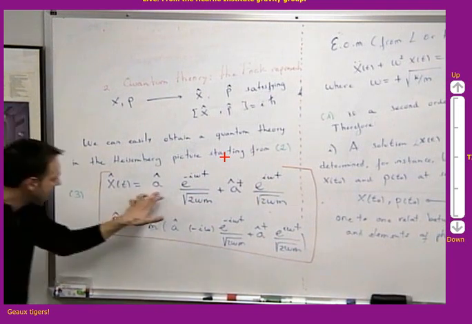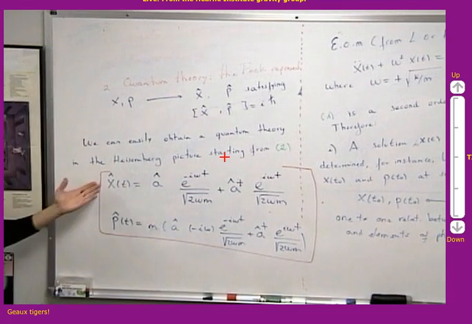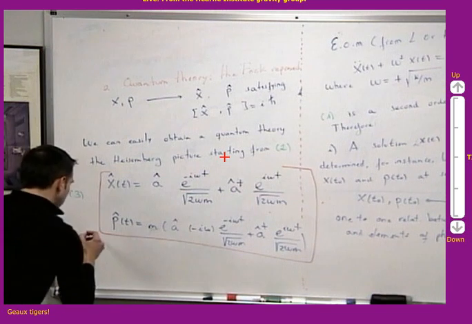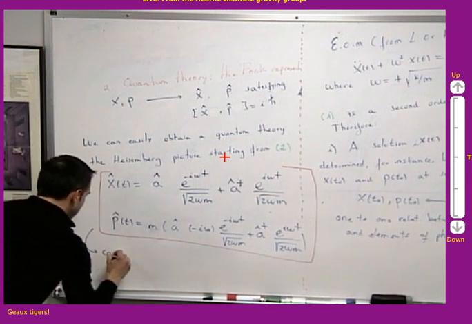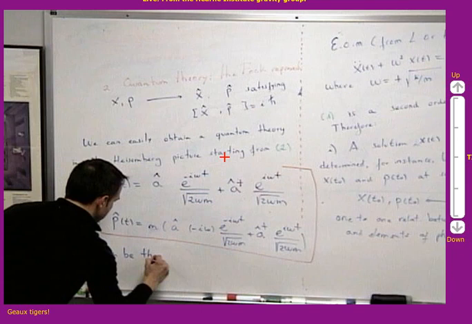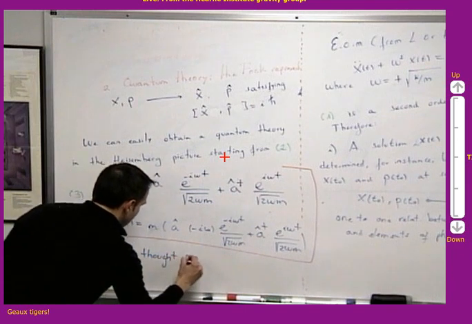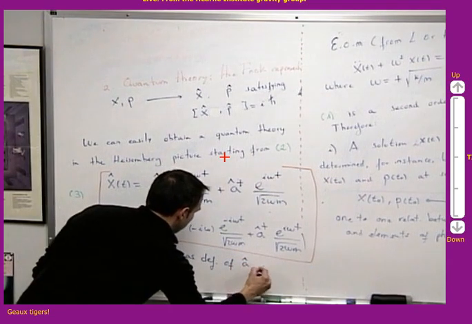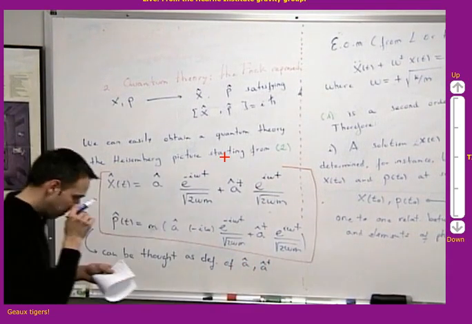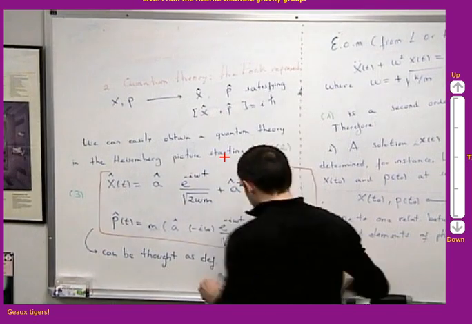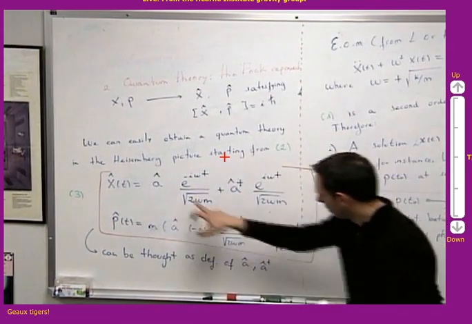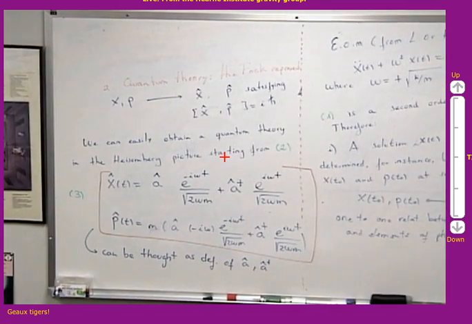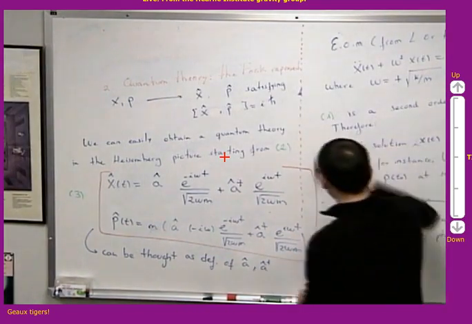I define A and A dagger in this particular way, where X is the position operator and P is the momentum operator. So this can be thought of as the definition of the A operator and A dagger. A and A dagger are time independent. See, I didn't write time. They are time independent operators. They were time independent coefficients in the logical theorem.